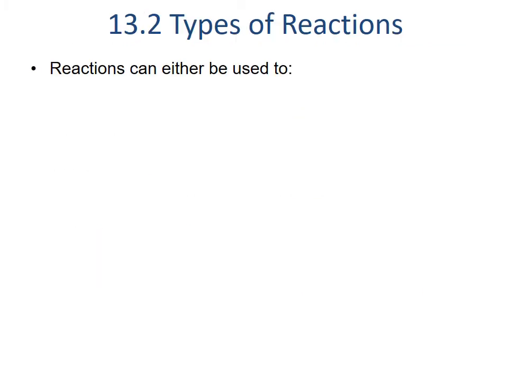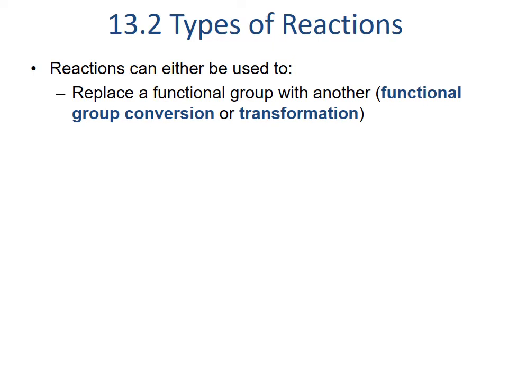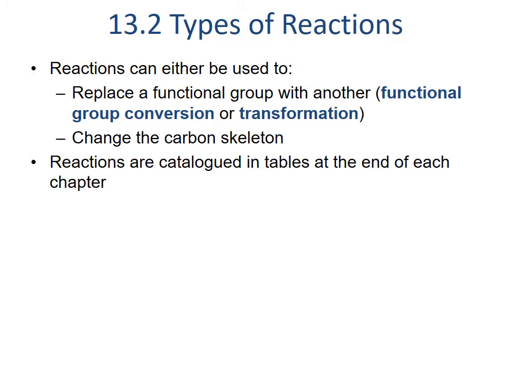We can generally place reactions into two categories. Reactions that swap one functional group for another, called functional group conversions or transformations, and reactions that change the carbon skeleton. These are the distinguishing factors between the two tables at the end of each chapter.